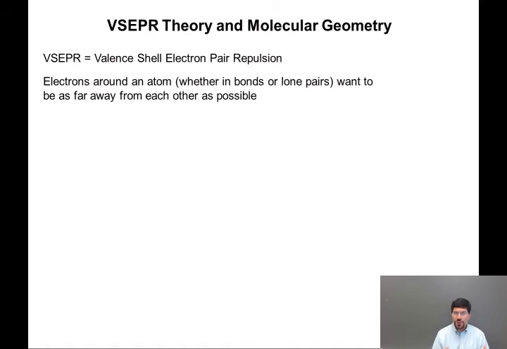Valence electrons, of course, are the outermost electrons around an atom, and what VSEPR theory states is that the electrons around an atom, whether they are located in bonds or in lone pairs, want to be as far away from each other as possible. And that should make perfect sense to you because electrons are negatively charged and they don't like each other very much. Negative-like charged objects repel, so electrons that are negatively charged are going to repel other electrons that are also negatively charged. So how do we put this theory into practice?